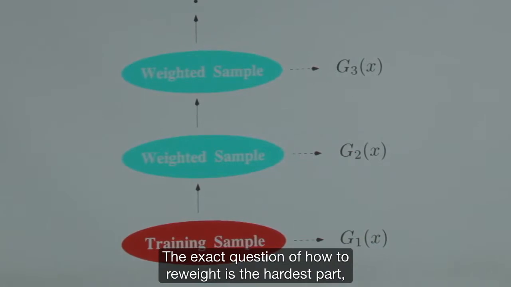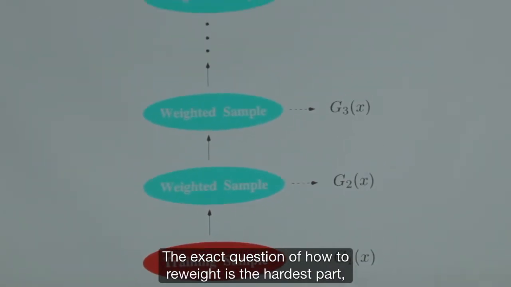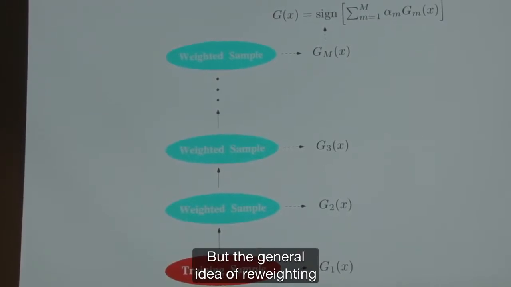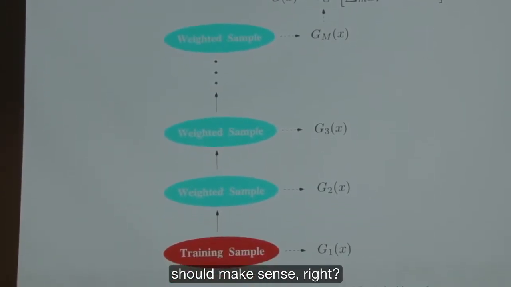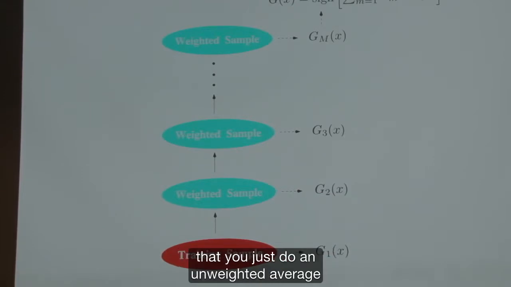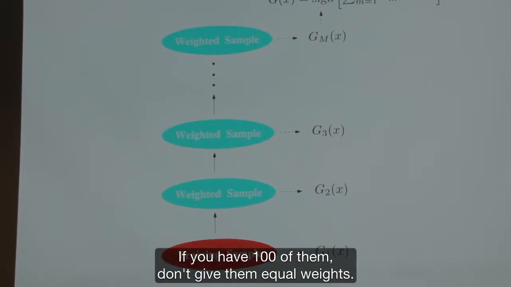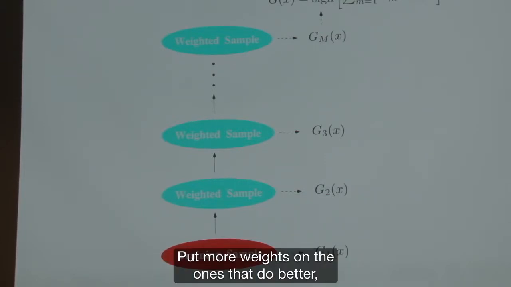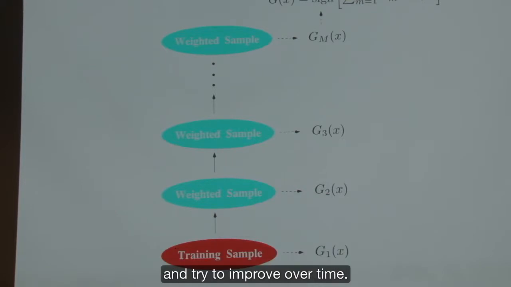The exact question of how to reweight is the hardest part, and that gets into some math that I don't want to get into. But the general idea of reweighting should make sense, right? It doesn't necessarily make sense that you just do an unweighted average of all of your different models or all of your different learners. If you have 100 of them, don't give them equal weights. Put more weight on the ones that do better and try to improve over time.